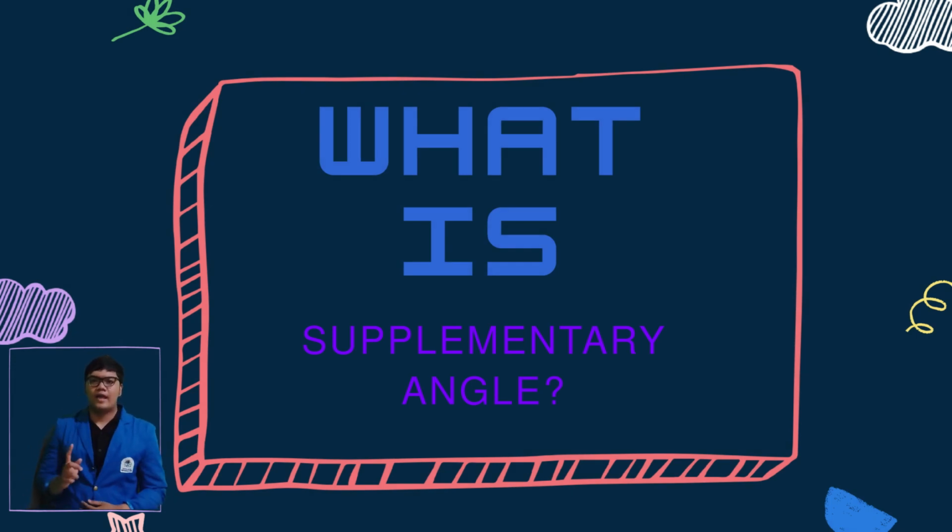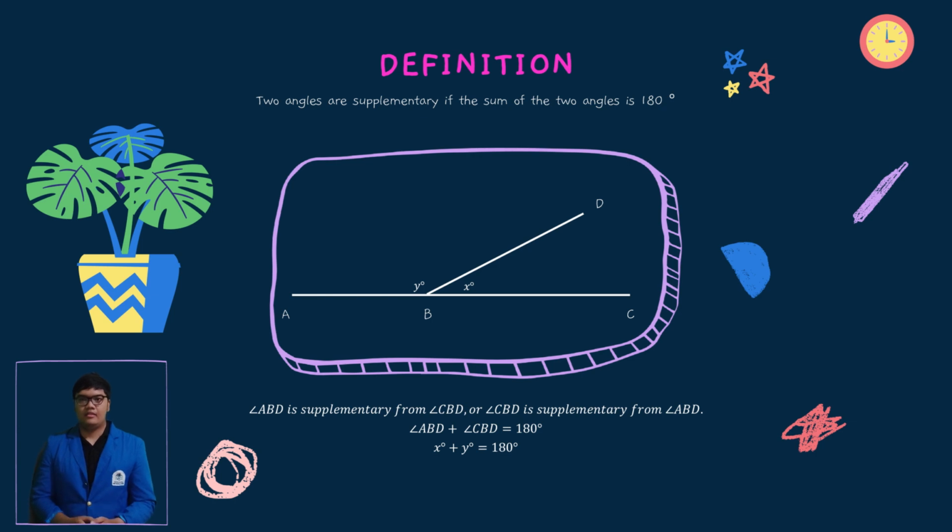Alright. Okay, now I have a question. What is the supplementary angle? In this part, I will explain about supplementary angle. First, the definition: a supplementary angle is when the sum of two angles is 180 degrees.